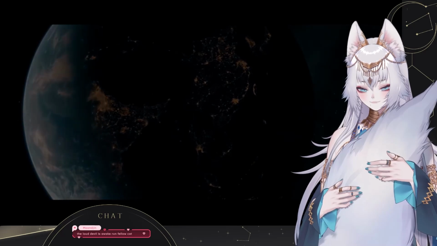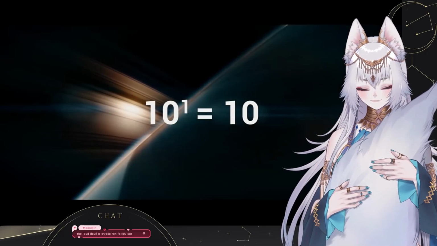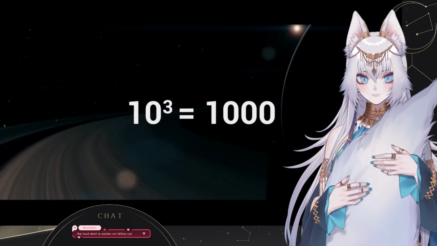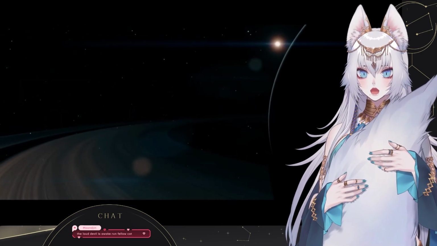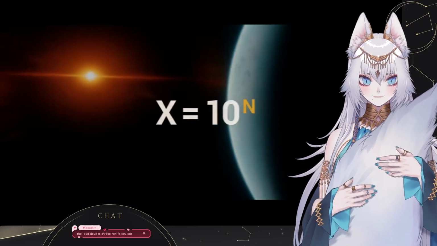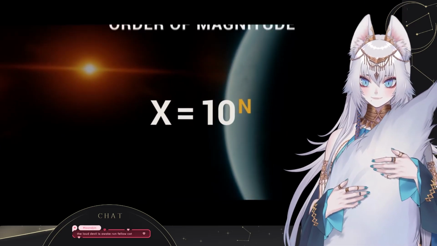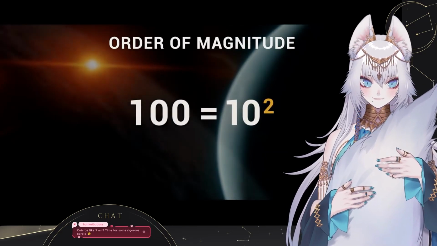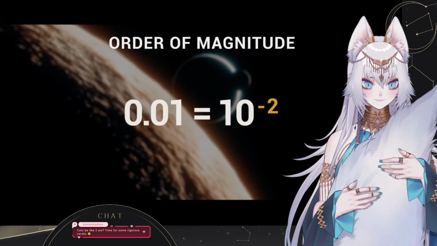Any number of times. For example, 10 to the power of 1 is just 10. 10 squared is 100. 10 cubed is 1000. You get the idea. Powers of 10 help us compare the relative size of things. That's pretty basic. Here, n represents any number you want. It's called the order of magnitude. A positive order of magnitude will make x bigger, while a negative number will make x smaller.